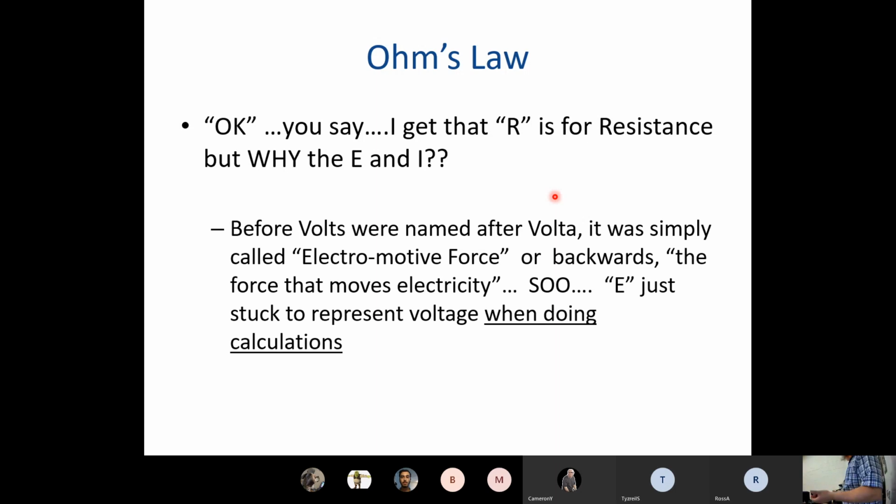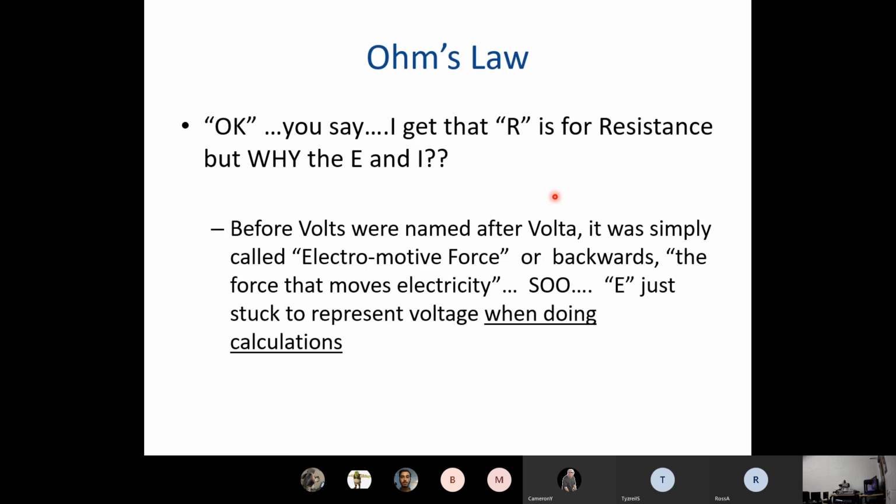Before volts were named by Volta, they were called electromotive force. You want to write that down: another word for voltage is electromotive force. We also wrote down that voltage is also called potential, so don't forget that. Voltage is also called electromotive force. That's something else you don't want to forget. That's why we use the letter E for it.